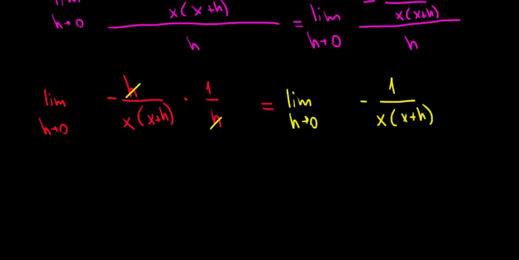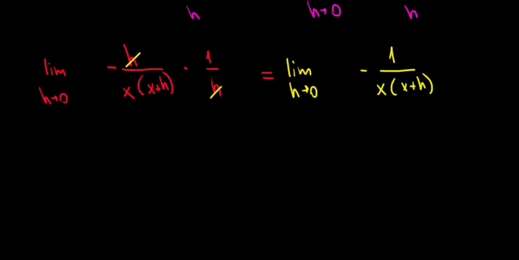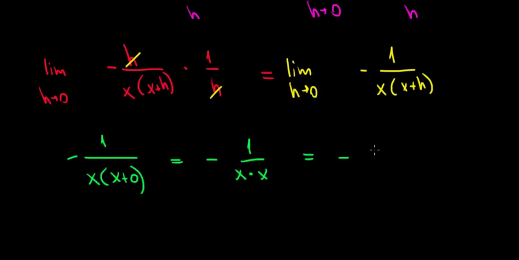Let's substitute 0 into h. Well, if we substitute 0 into h, because that's what we're doing, we're taking the limit as h approaches 0. So if h would be very close to 0, what would be this whole value? Well, we would have minus 1 divided by x times x plus 0. So that would be minus 1 divided by x times x, which is minus 1 over x squared. That would be the derivative of 1 over x using this formula.